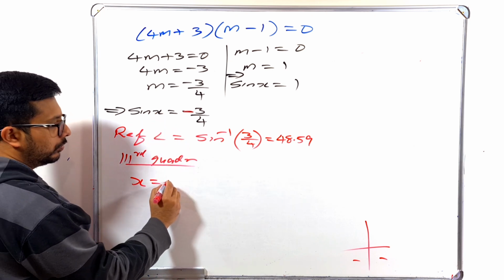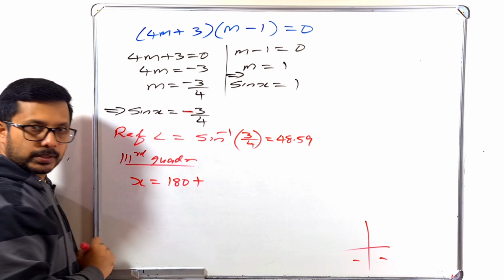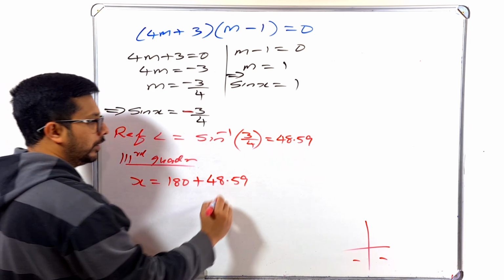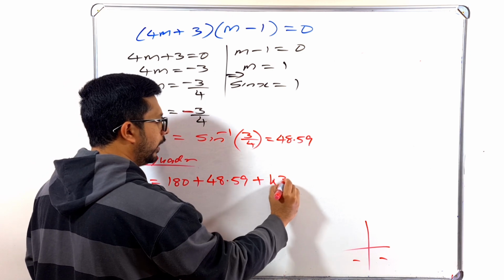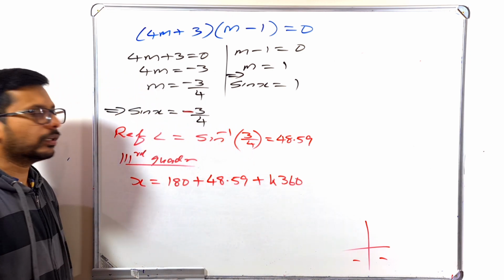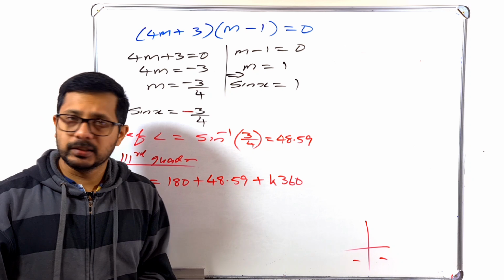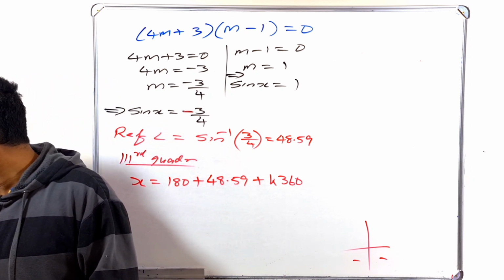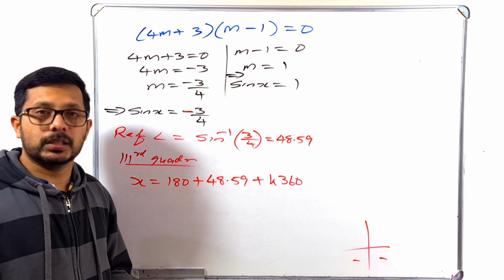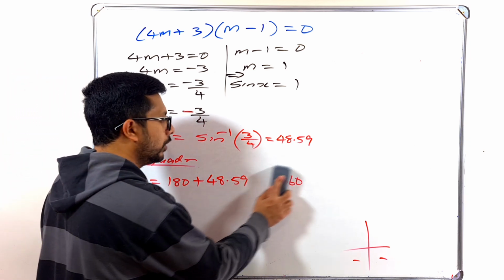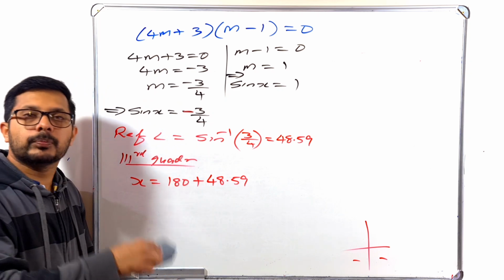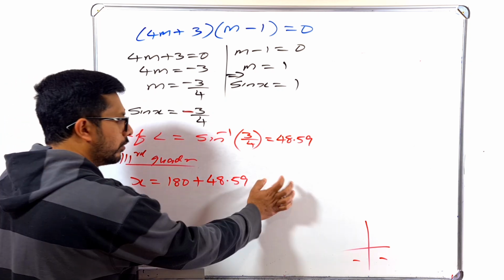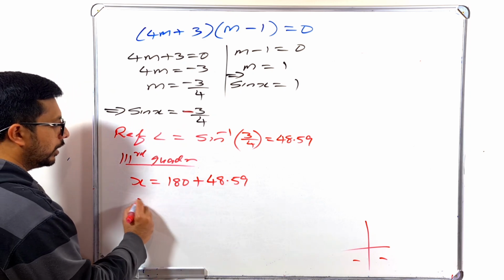So x is equal to 180 plus the reference angle. Reference angle is 48.59 plus K 360. Actually here, the question, we don't want to write this plus K 360, because look at the question once more, guys. Look at the question paper. Solve for x. They are not asking you to find the general solution, so there is no need to write plus K 360. When it is the general solution, we have to write plus K 360. But here in this question, it's not a general solution, so there is no need to write this plus K 360.